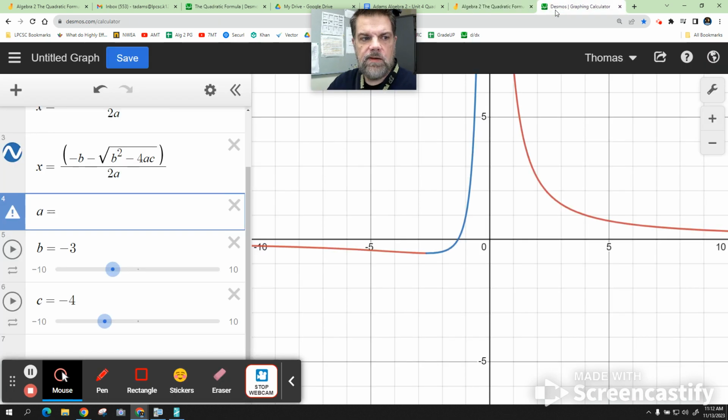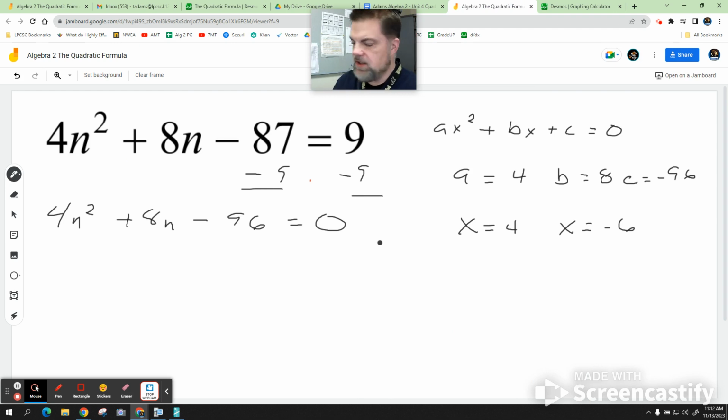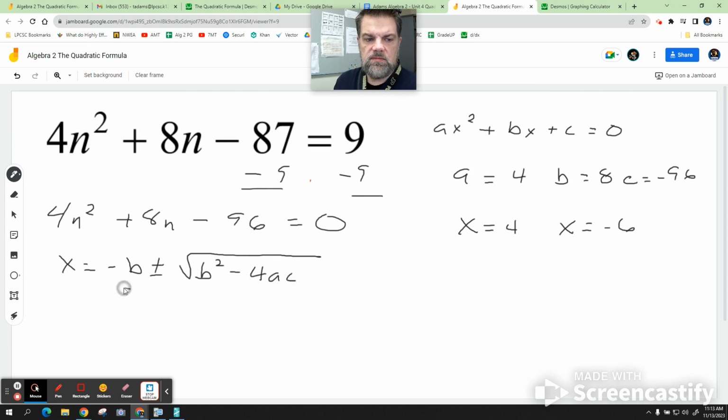Let's check. Yep, 4 and negative 6. Let's plug it in and check. So remember that the formula is x equals negative b plus or minus the square root of b squared minus 4ac all over 2a.